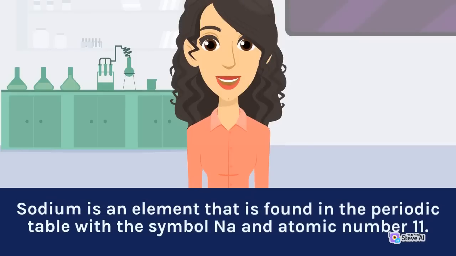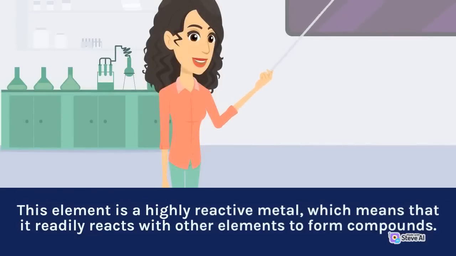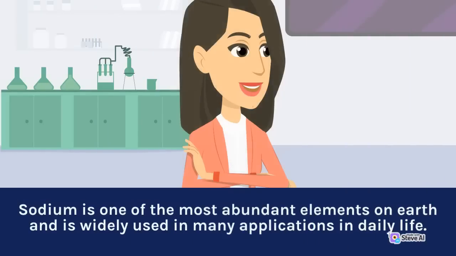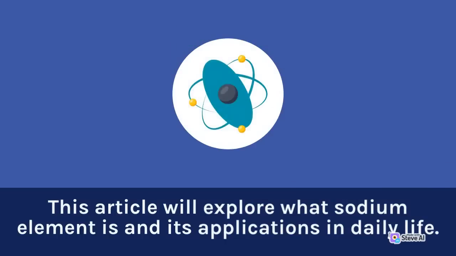Sodium is an element that is found in the periodic table with the symbol Na and atomic number 11. This element is a highly reactive metal, which means that it readily reacts with other elements to form compounds. Sodium is one of the most abundant elements on Earth and is widely used in many applications in daily life. This article will explore what sodium element is and its applications in daily life.